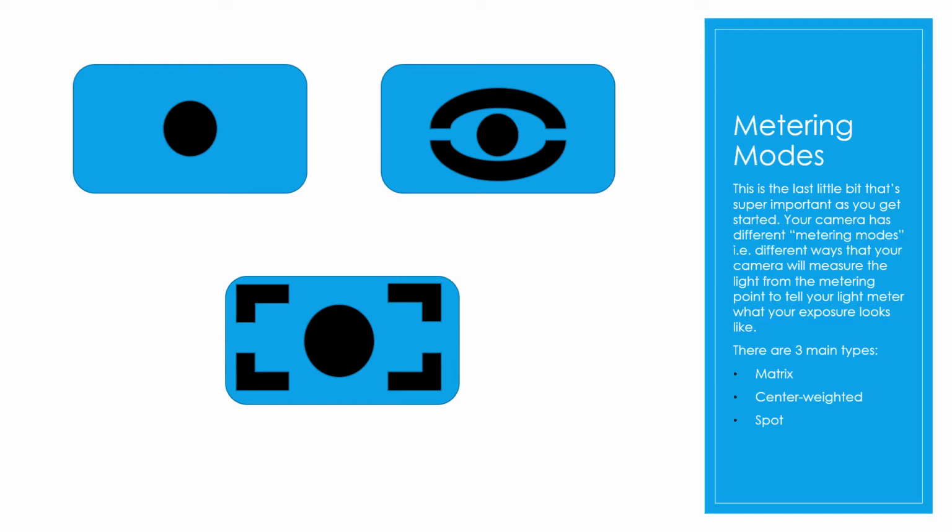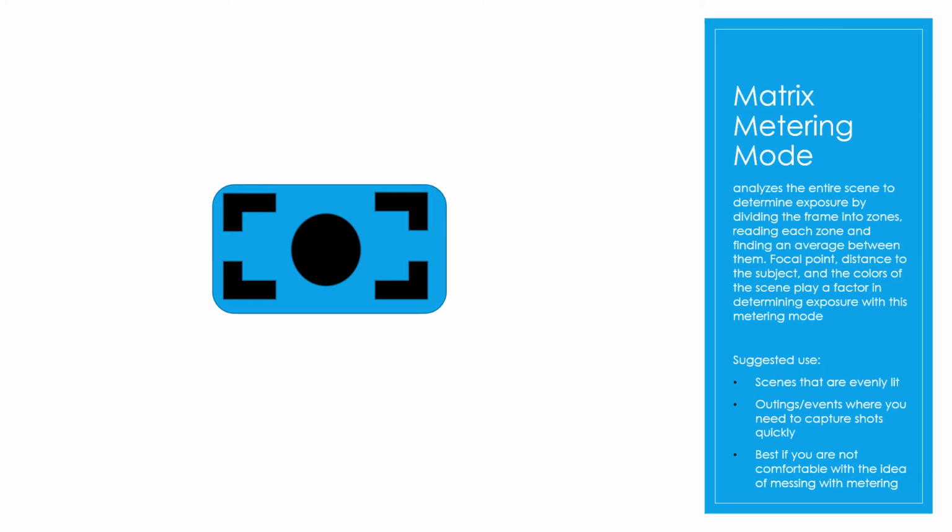Matrix mode. I think this is called something different on Canon, but I'm not a Canon girl, so look it up and Google it. Center weighted metering mode and spot metering mode. And these little symbols are what they look like on your camera or something very similar to it. Again, refer to your camera's manual because there's so many different ones. I cannot possibly go into all of them. Matrix metering mode. This analyzes the entire scene to determine exposure by dividing the frame into zones.